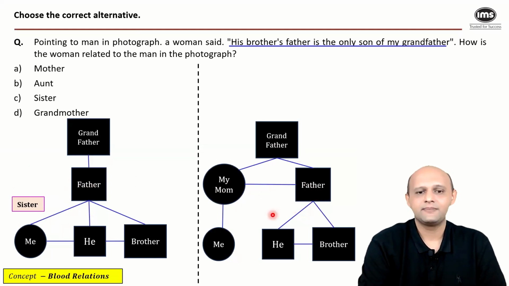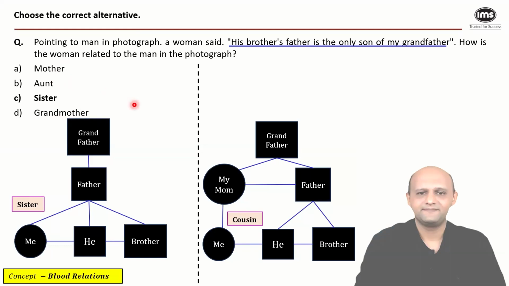In that case, how is this lady related to the man in the photograph? These would then be cousins. Now, of course, is cousin present in the option? No. Therefore, you mark the answer as sister.